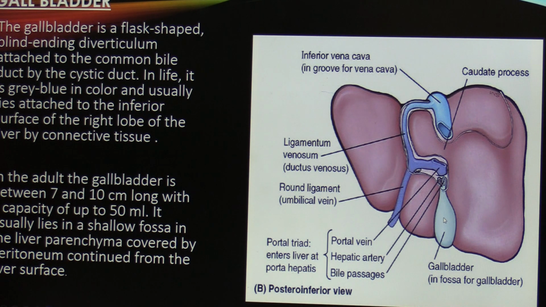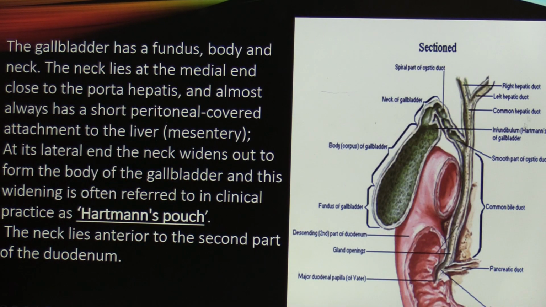And in adults, it is between 7 to 10 centimeters long with a capacity of up to 50 ml. So if we talk about the parts of the gallbladder, it has a fundus, a body, and a neck, which you can see in this diagram.